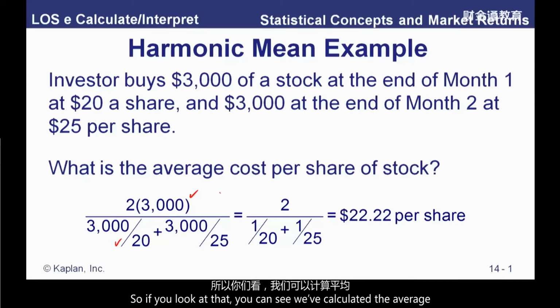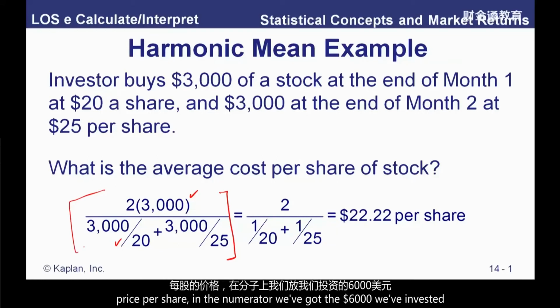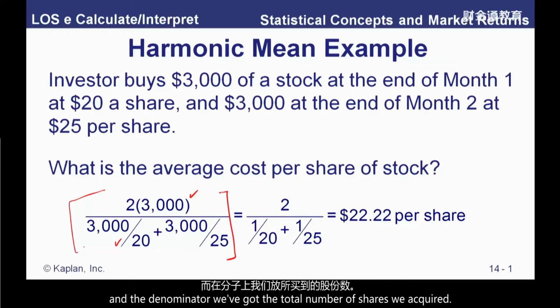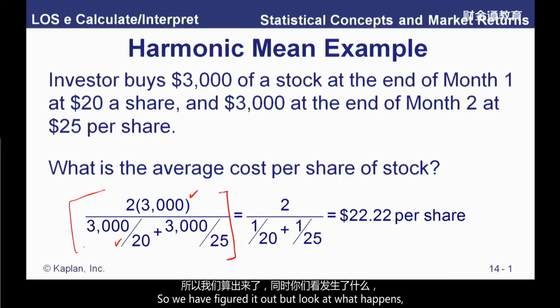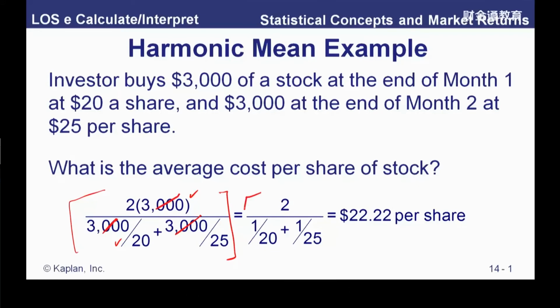So if you look at that, you can see we have calculated the average price per share. In the numerator, we've got the $6,000 we invested. In the denominator, we've got the total number of shares we acquired. So we have figured it out, but look at what happens. We can take that 3,000 out. It doesn't matter. It's in the denominator in both pieces, and it's in the numerator, so we can just cut that out, and that gets us to right here. Well, there's your formula right here.